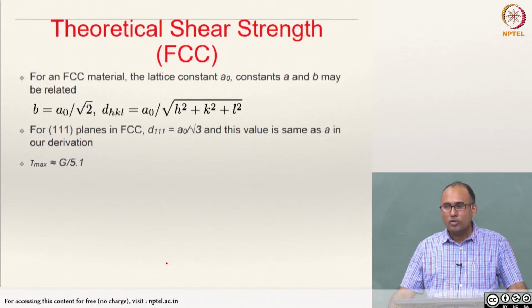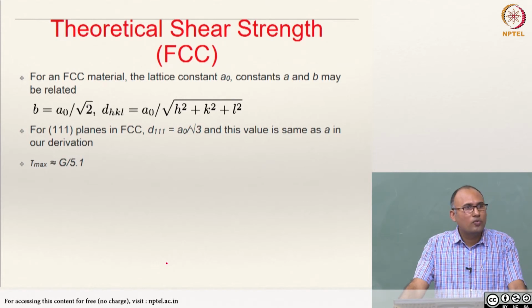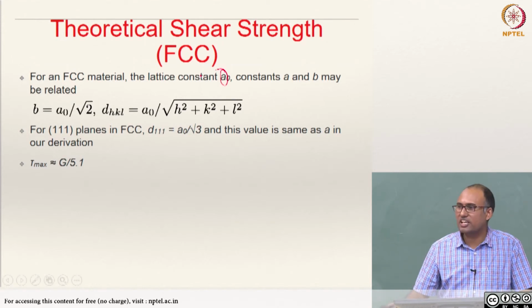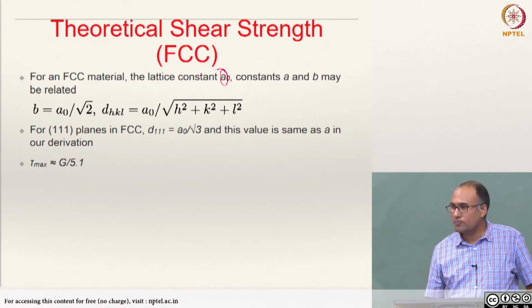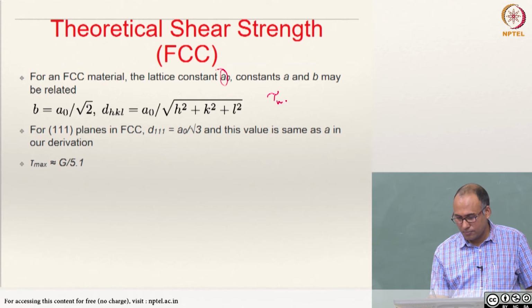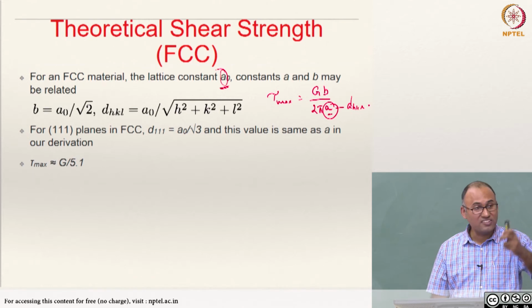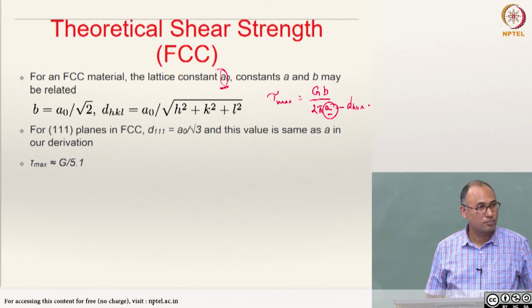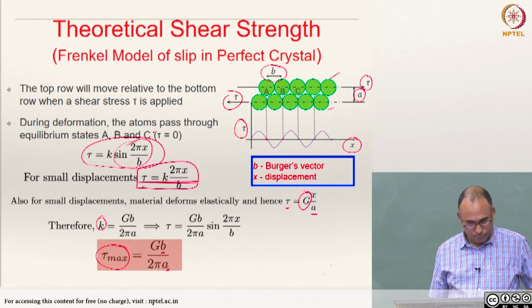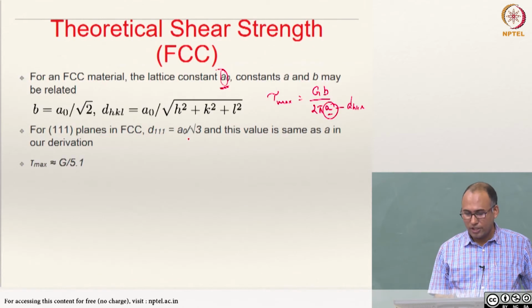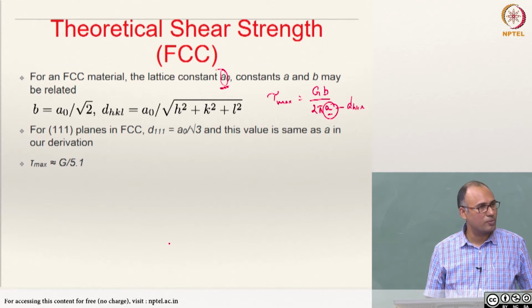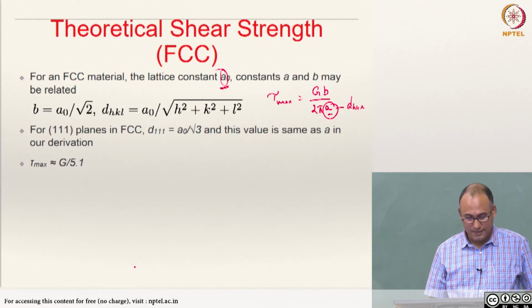Alright. So if you take an FCC material with a lattice constant A0, in the previous expression you have tau max equal to Gb by 2 pi A. The reason I have chosen A0 is because there is an A here, that A actually is the interplanar spacing, that is d_hkl. You remember? So in FCC, if the plane that we are looking at is the 111 plane, then d111 would be A0 by root 3, because it is A0 by square root of h square plus k square plus l square, that we have calculated in the previous class.